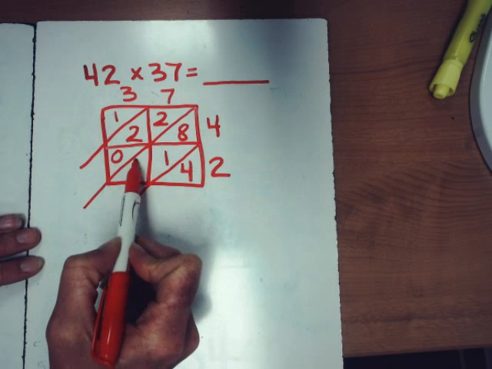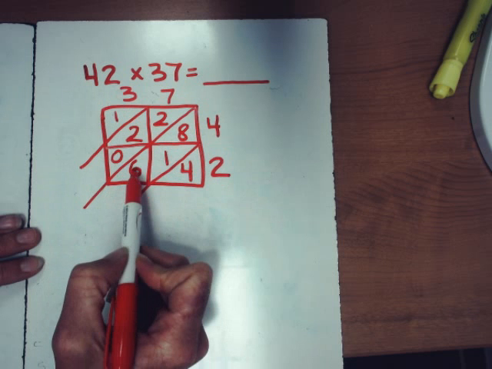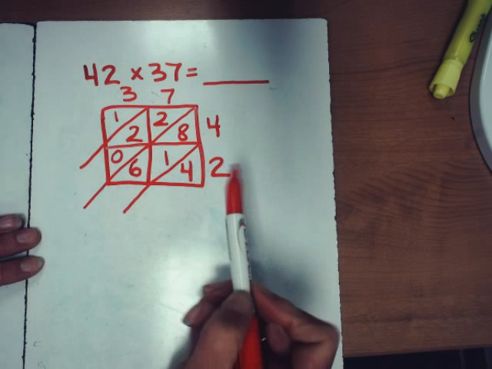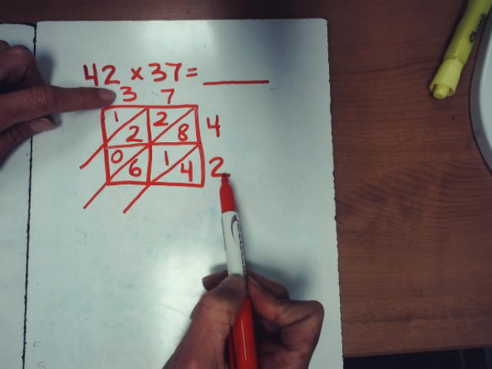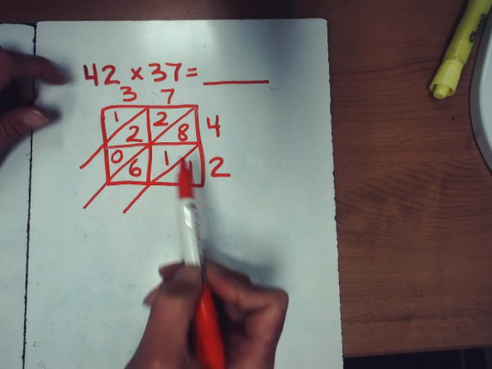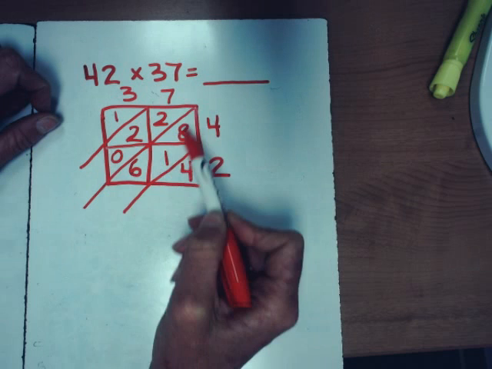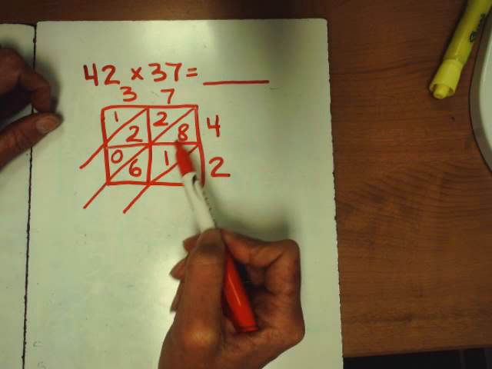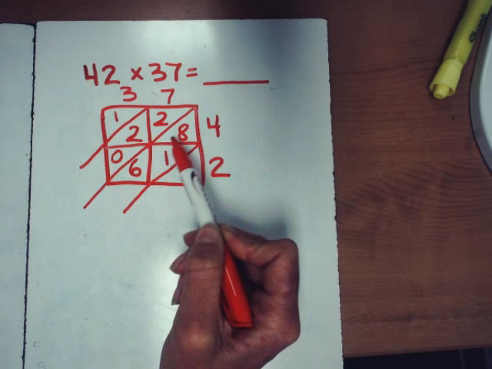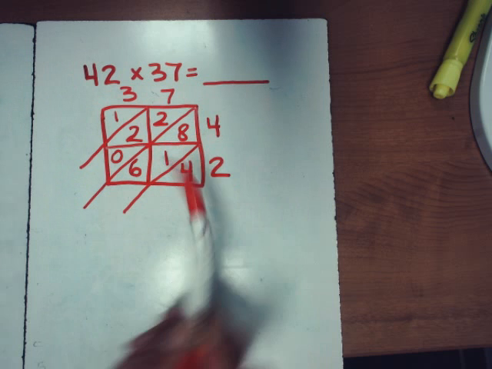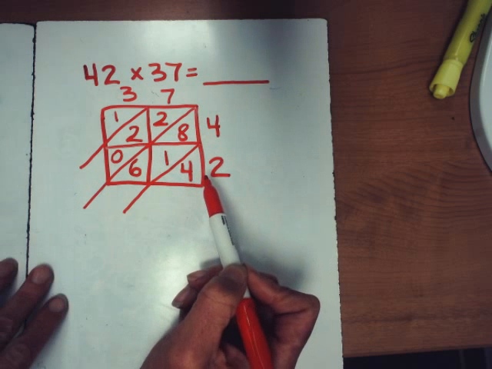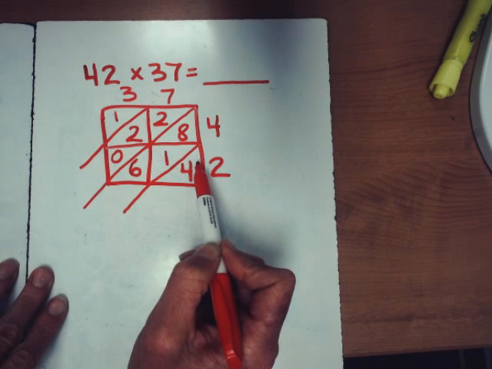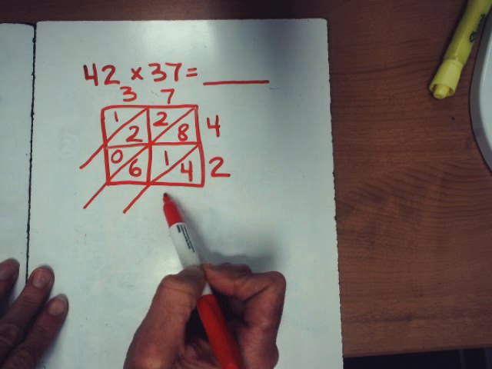I'll put a 0 just so that I have a placeholder in that box. But because I'm multiplying 2 here by 3 tens, that's 6 tens. And these numbers between these two diagonals are my tens column. You'll see as we add, first we're going to start here in the corner. We're going to add the numbers along the diagonals. In this problem, this diagonal is our ones place.